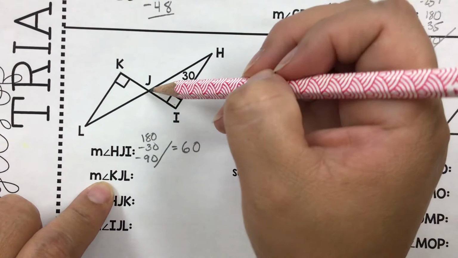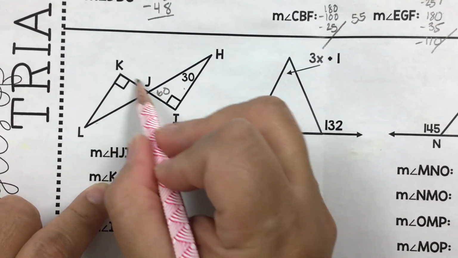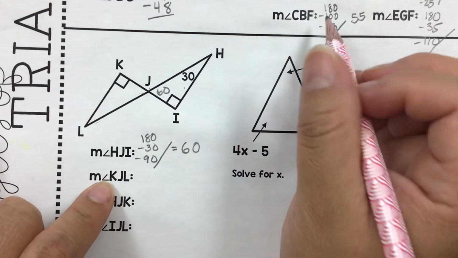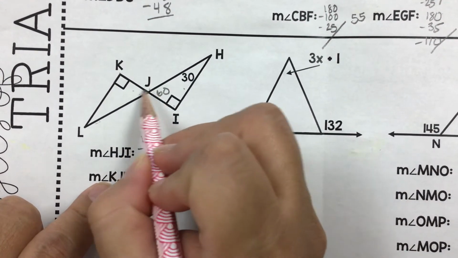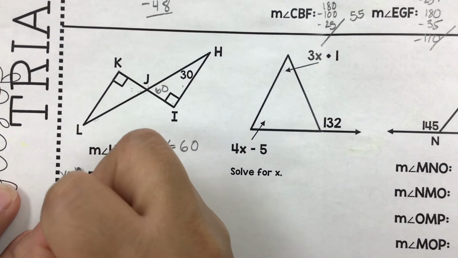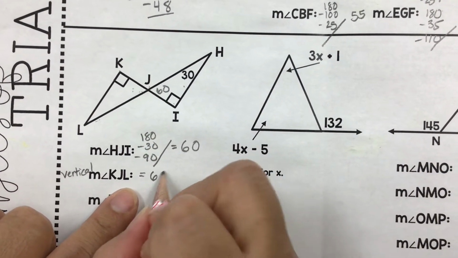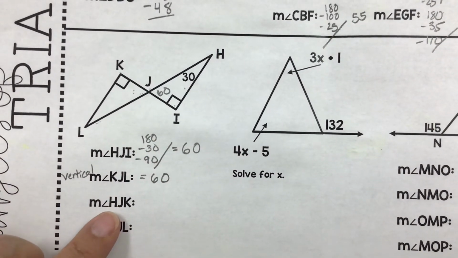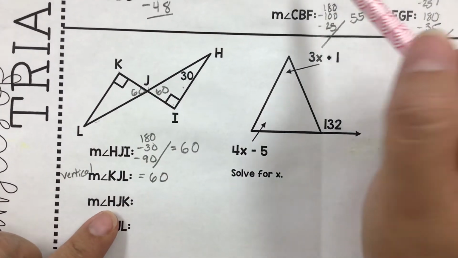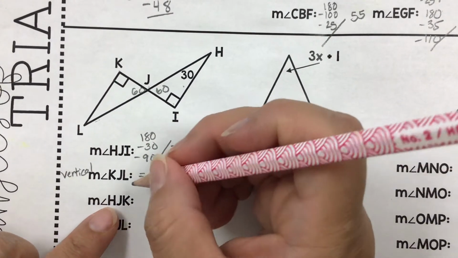KJL, so this one's 60 degrees. KJL, J is telling you that that's the angle we're looking for. Is this one right here? Well, that's vertical. So I'm going to write vertical on the left-hand side and say that that's why this one's also 60. Well, why didn't I do that before? Well, we had limited space before, but you could always do that.